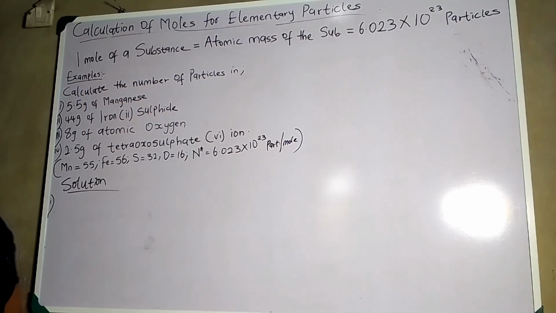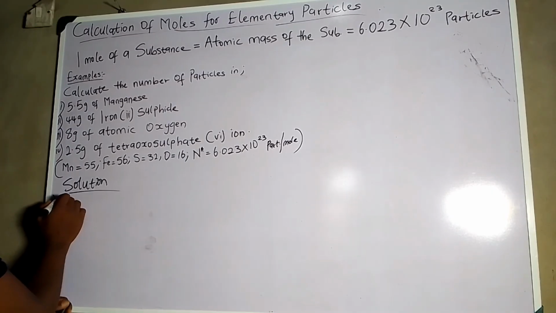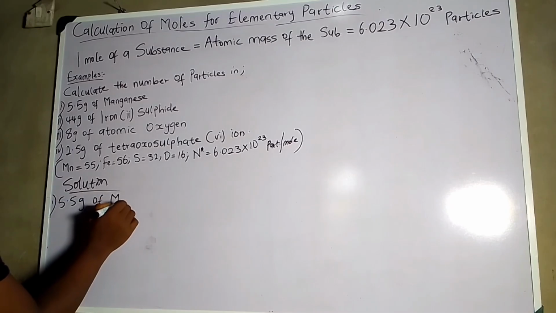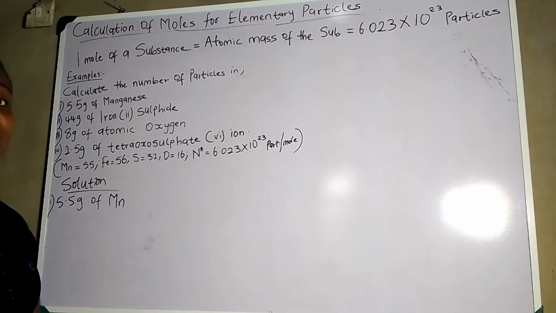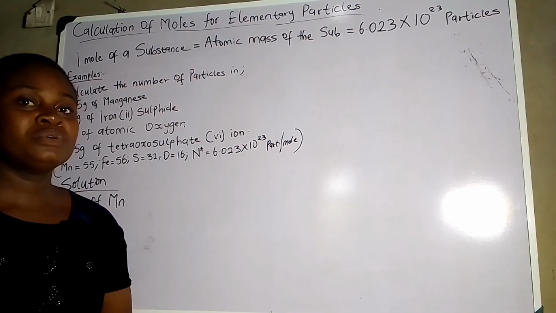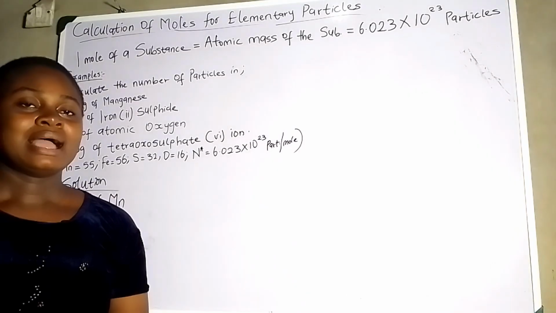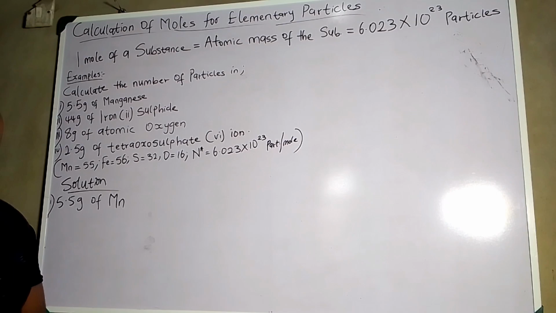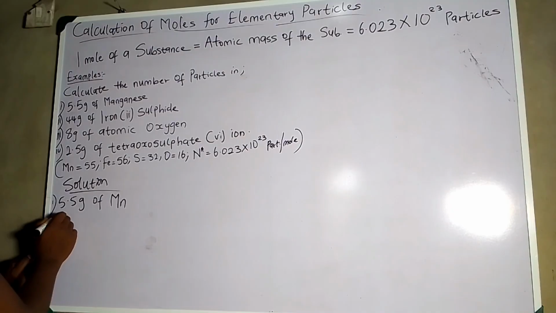So let's take question number 1. The number of particles in 5.5 grams of manganese. Now, like I usually say, make sure you write down the given variables. It will help you to deduce the unknown and navigate your way in solving it. Now, 5.5 grams means that the mass of manganese that is given is 5.5. Very good. So we say M.